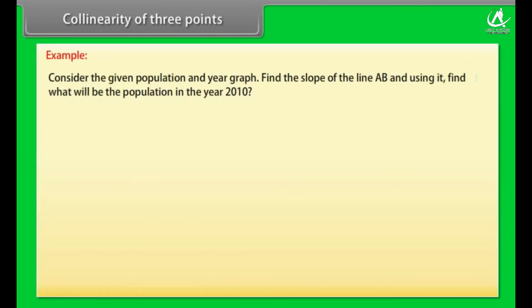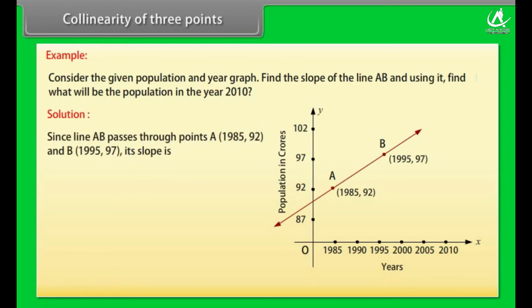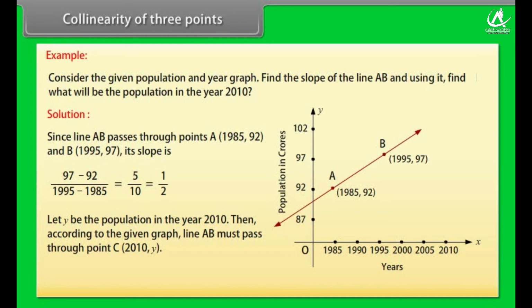Example. Consider the given population and year graph. Find the slope of the line AB and using it, find what will be the population in the year 2010. Solution. Since line AB passes through points A (1985, 92) and B (1995, 97), its slope is (97 minus 92) by (1995 minus 1985) is equal to 5 by 10 is equal to 1 by 2. Let Y be the population in the year 2010.